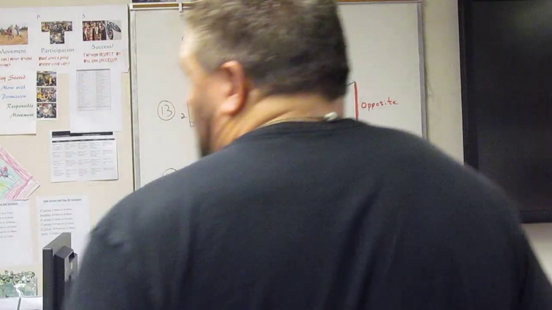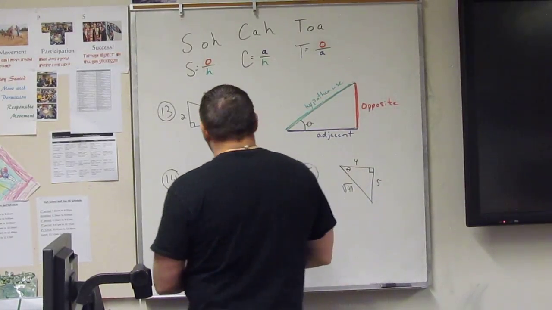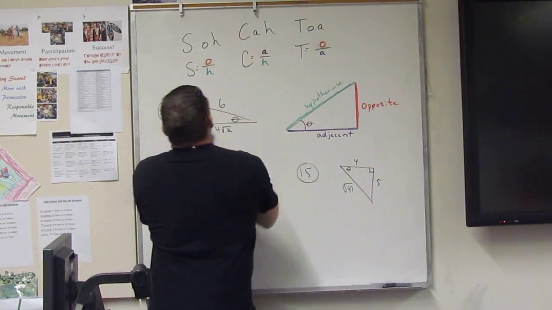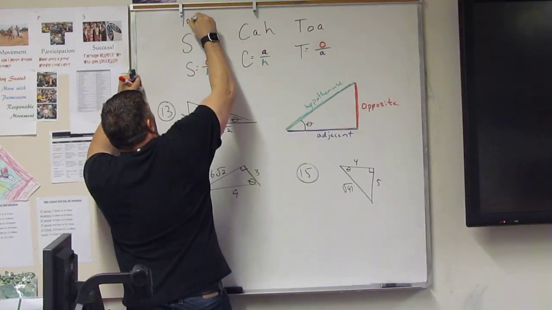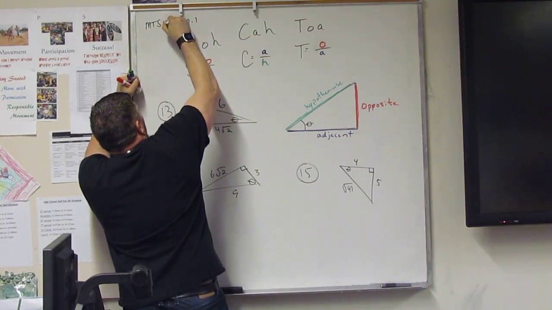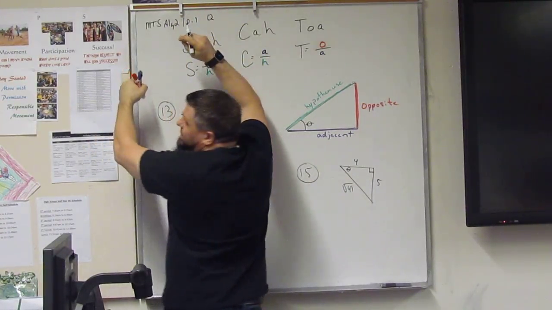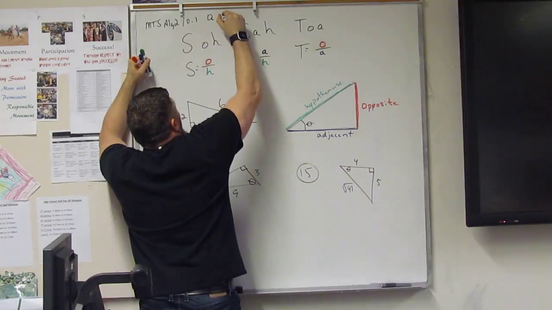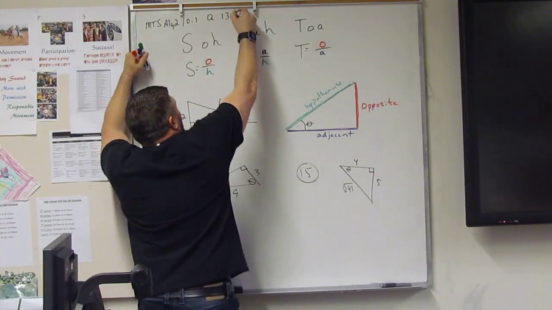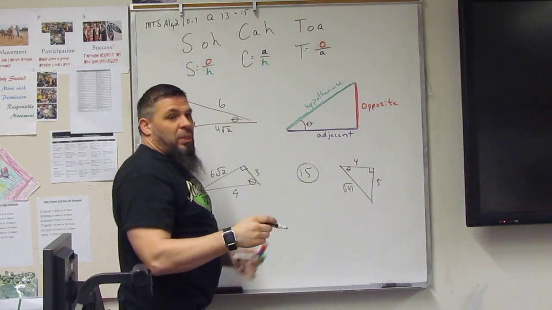So 6 point, is it 6? No, 10.1. So this is going to be 10.1, obviously. MTS, ALG2 10.1 questions, 13 through 19. This is going to be 13 through 15 right now.